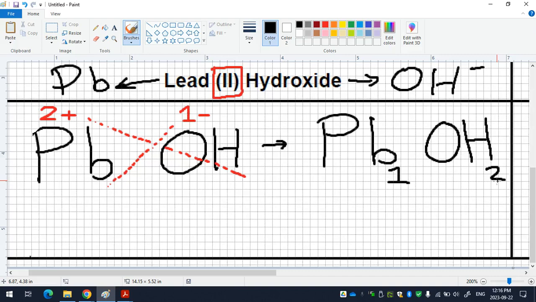PB. 1 PB. How many O's? Also 1, because technically, if there's nothing showing up here, what should be here? 1. And how many H's? That's wrong. Everyone, when you get to this step, I want you to do this.